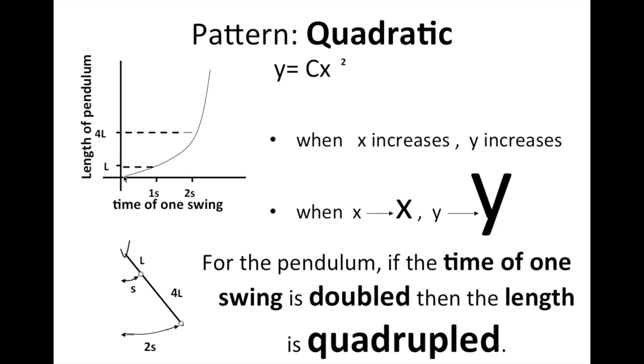And you can see that here at 1 second, it had some particular length, and then when the period was 2 seconds, the length was 4 times what it was here. For the pendulum, if the time of one swing is doubled, then the length is quadrupled.